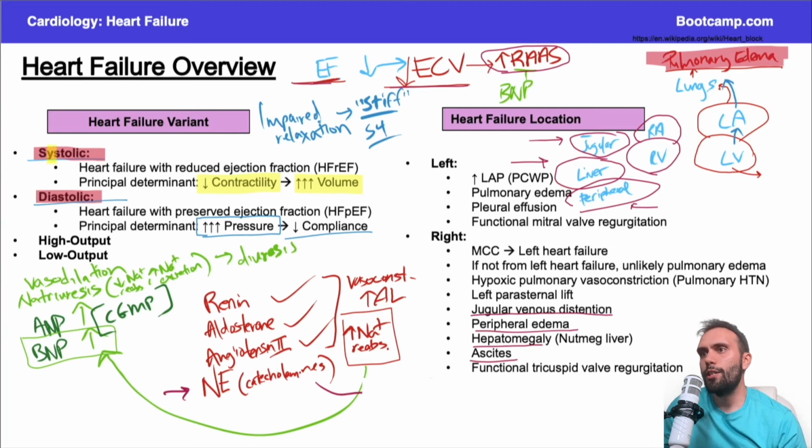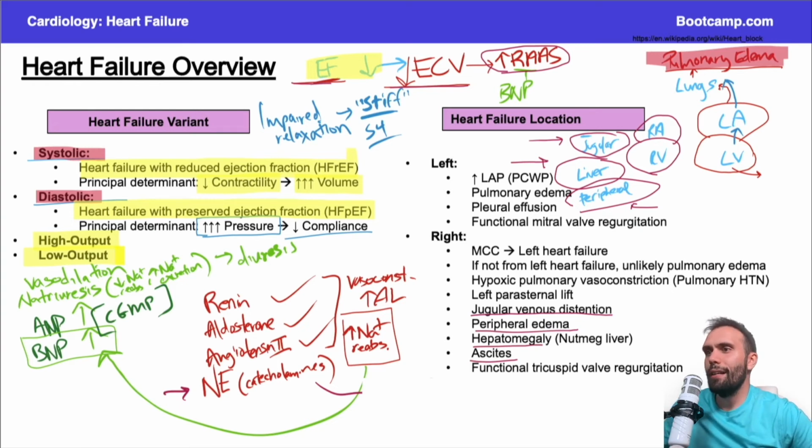And sometimes you'll see systolic heart failure written as heart failure with reduced ejection fraction, right? That should make sense. That's the principal problem. And then diastolic heart failure is heart failure with preserved ejection fraction. The ejection fraction isn't the issue, it's the compliance of the heart. That's the primary problem. There's also high output and low output heart failure. This has to do with the cardiac output. Low output cardiac failure is similar to systolic heart failure, but it's more of a cardiogenic shock picture. It's when things get to the extreme. I'll show you that in a minute. Not quite as high yield though as these top two.